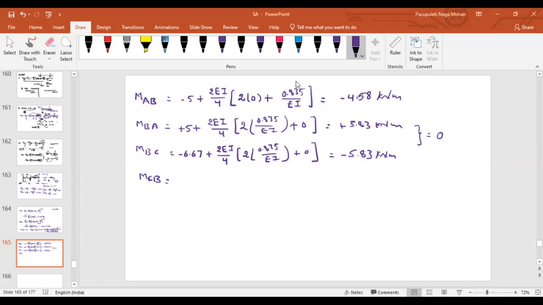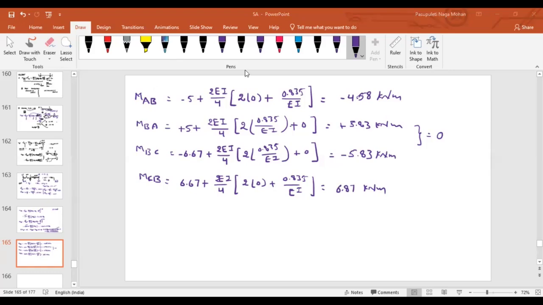Similarly, what about MCB? Fixed end moment at C to B plus 2EI by what is the length? 4 times what is the near end? Theta C, 0. What is the far end? 0.835 by EI. Quickly tell me how much you are getting. 6.87 kilonewton meter. Why are you guys all short from your pre-reasoning? What happened to you? Are you guys doing or not? Calculating, sir. Yes, sir.